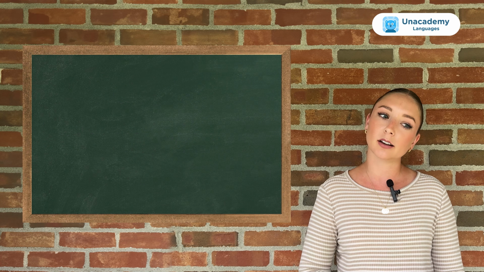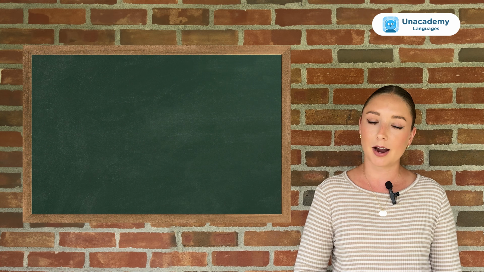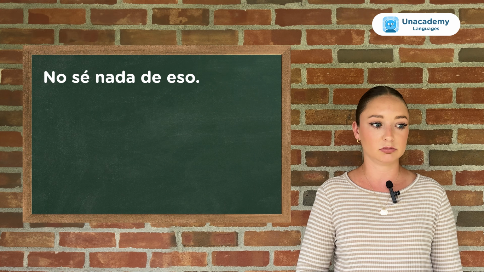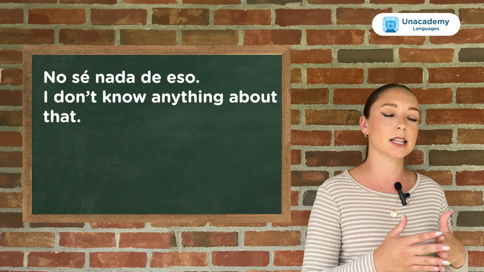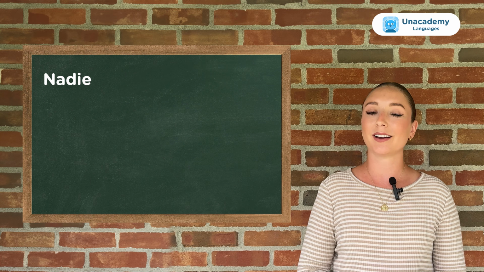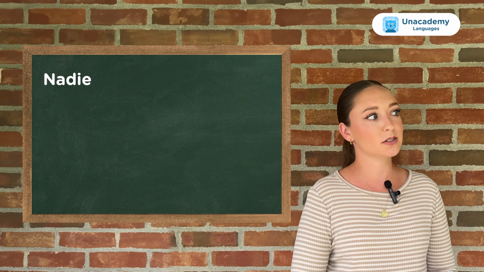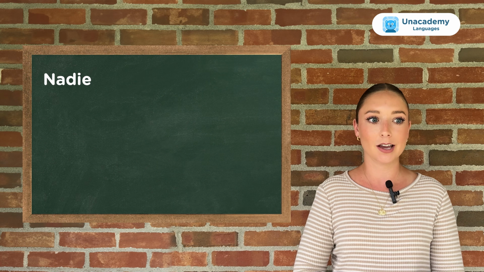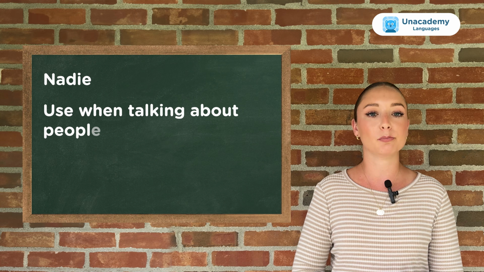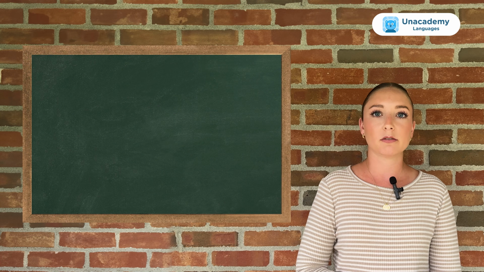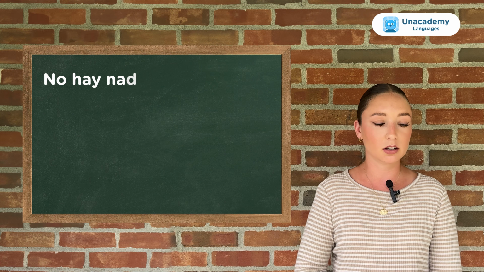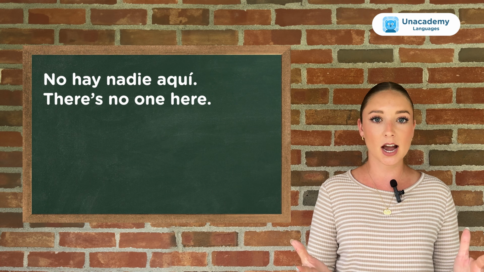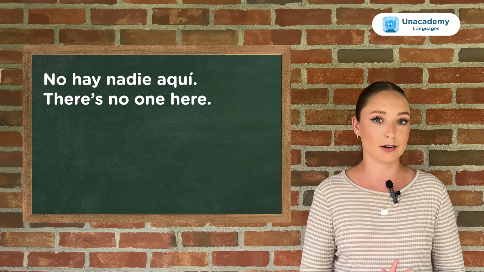Now, if I wanted to say, I don't know about that, I would say, no sé nada de eso. I don't know anything about that. No sé nada de eso. All right, and moving on to nadie. So if we use nada with nouns, countable nouns, things, we use nadie to talk about people. So for example, if I would say there's no one here, I would say no hay nadie aquí. There is nobody here.